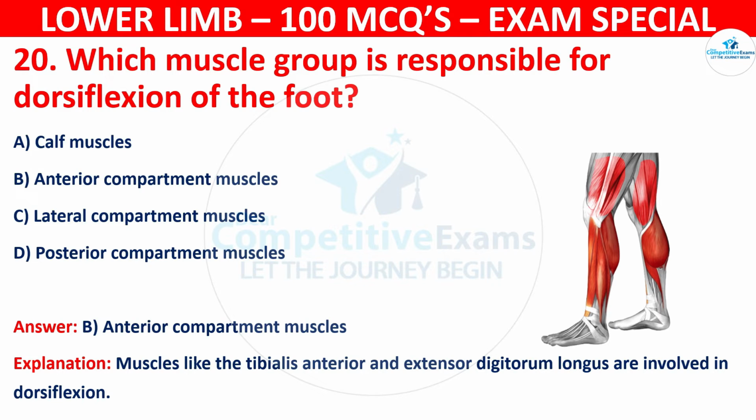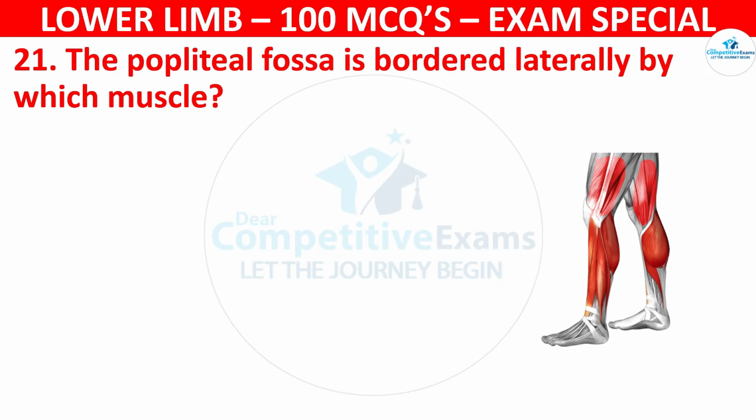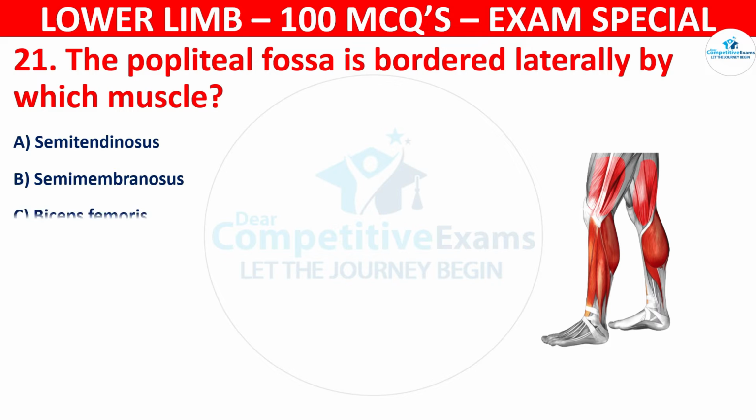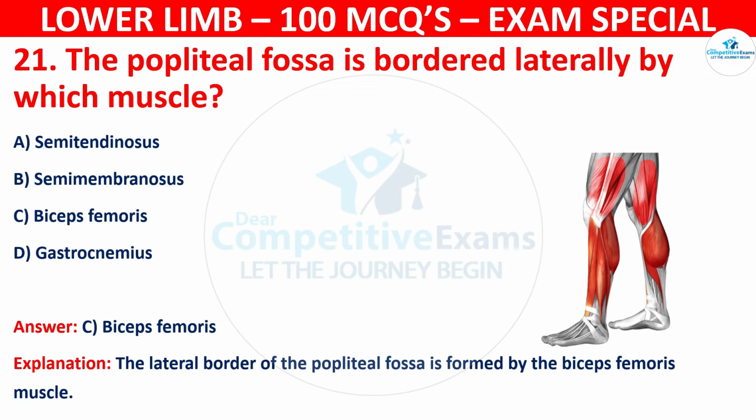Question number 21. The popliteal fossa is bordered laterally by which muscle? Your options are semitendinosus, semimembranosus, biceps femoris, or gastrocnemius. The correct answer is C, that is biceps femoris. The lateral border of the popliteal fossa is formed by the biceps femoris muscle.